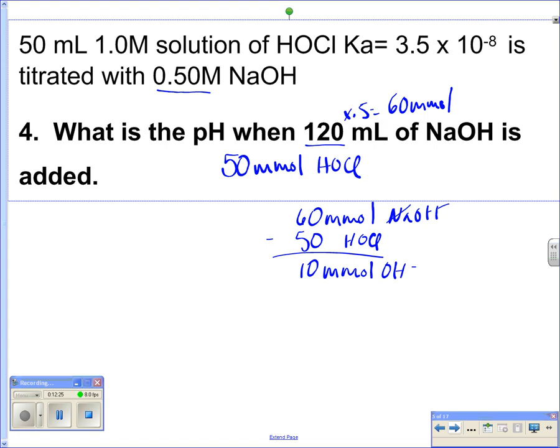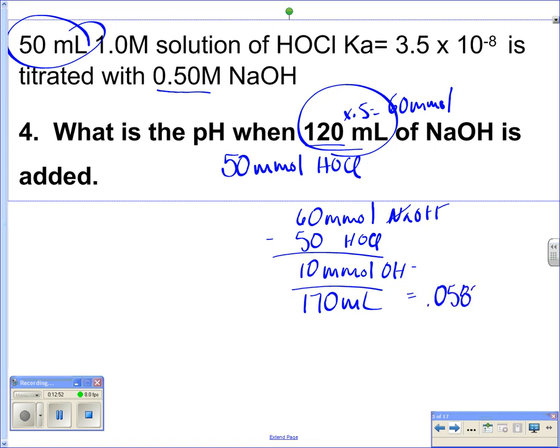But again, I need a molarity, because I need to find the pH. And so what is it floating in? Well, again, I had 50 milliliters of acid. Now I have 120 milliliters. So my total volume is 170 milliliters. So 10 millimoles divided by 170 milliliters gets me to 0.0588 molarity of my OH minus.